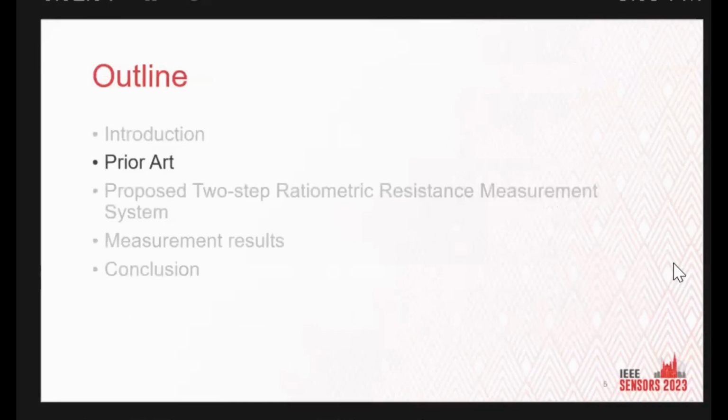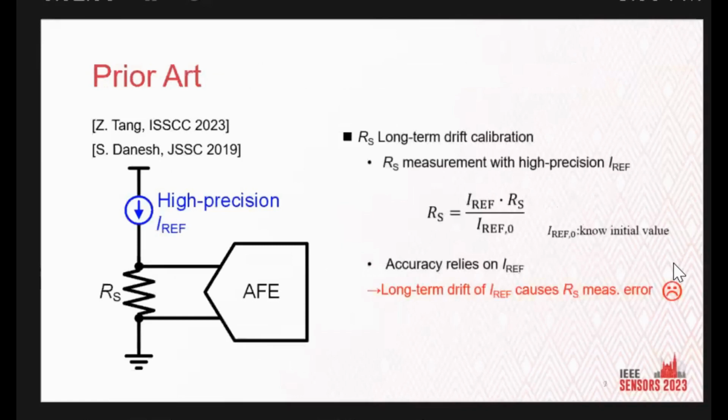Next, let me review two prior arts of the long-term drift calibration method. One prior art uses a high precision reference current to measure and calibrate the long-term drift of the shunt resistor. The shunt resistance is calculated by the voltage across the shunt resistor divided by the reference current. In this method, the accuracy relies on the reference current. It has a long-term drift, which causes shunt resistance measurement error.